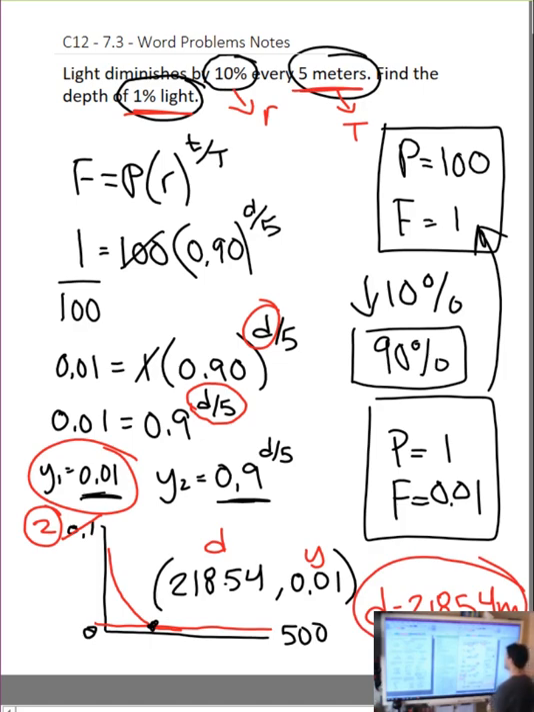Much more complicated word problem. A lot went into that. Remembering that 10% is actually a rate of 0.9, and all of that stuff with the window, etc.